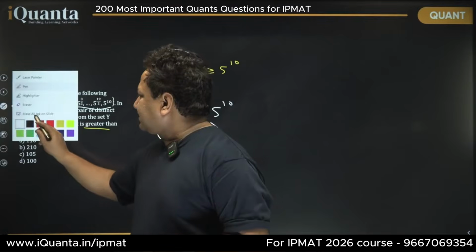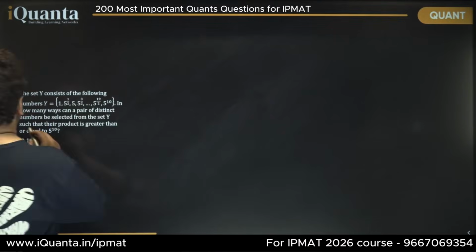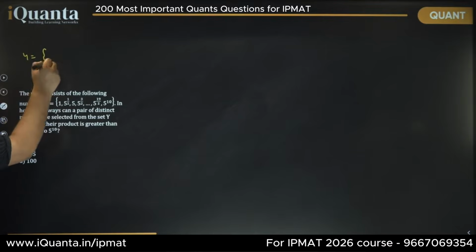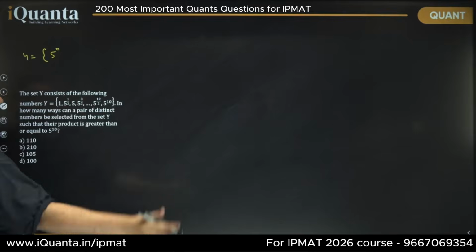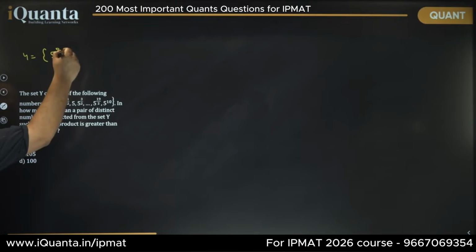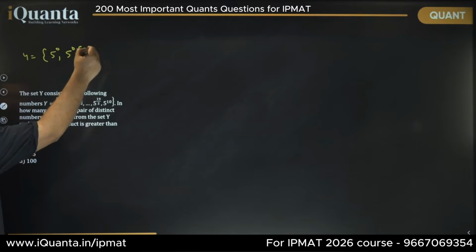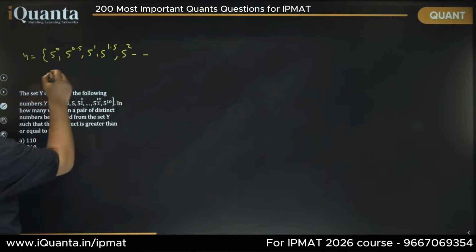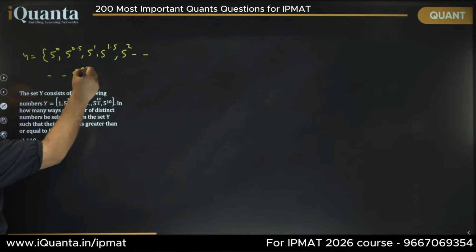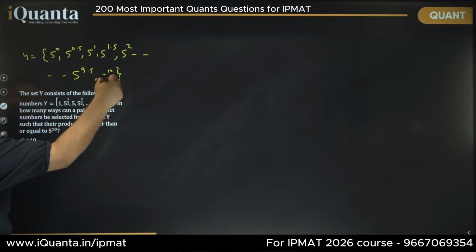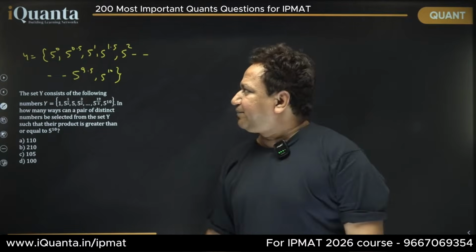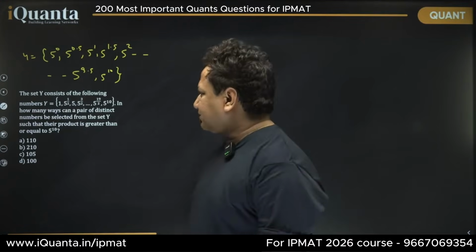Now, having said that, let me also try to rewrite this set. So Y is equal to, instead of having 1, I write 5 to the power 0 because anything raised to power 0 is 1. And 5 to the power half, let's write 0.5. Then 5 to the power 1, then 5 to the power 1.5, then 5 to the power 2, and so on till 5 to the power 9.5 and 5 to the power 10. Okay, so now we are not multiplying. We'll just be adding the powers and see if it exceeds 10 or not.